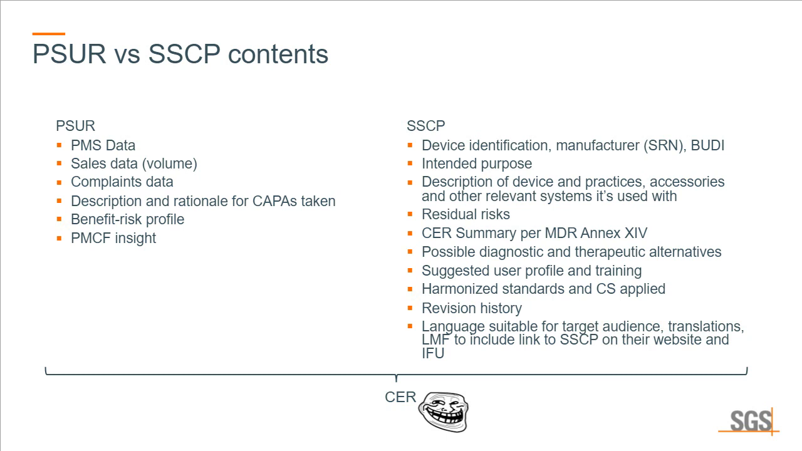The SSCP, on the other hand, talks about device identification, manufacturer, single registration number, basic UDI to identify the device, then the intended purpose, description of the device and practices, accessories, and other relevant system it's used with, residual risk, clinical evaluation report summary, possible diagnosis and therapeutic alternatives, suggested user profile and training, harmonized standards and common specifications applied, revision history, and the language should be suitable for the target audience and should be translated as necessary. We talked about this. It should be included in the manufacturer's website. And both of this information will add up and will be there or derived from the clinical evaluation report.